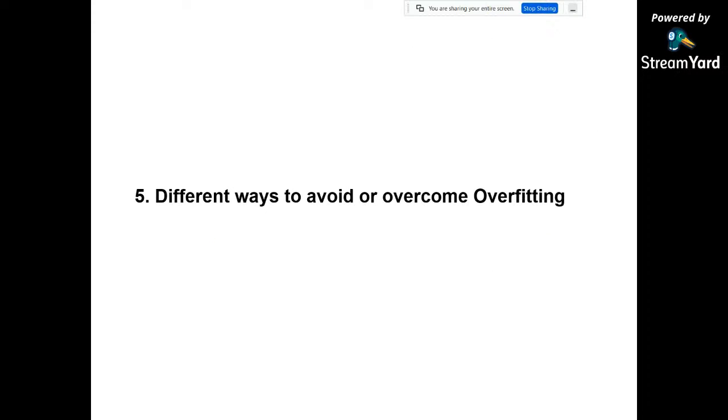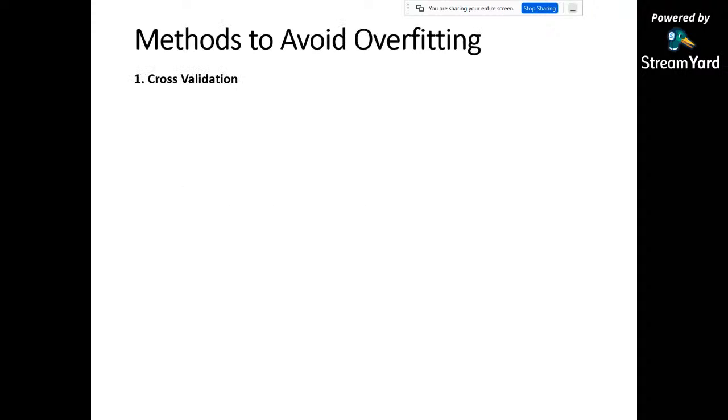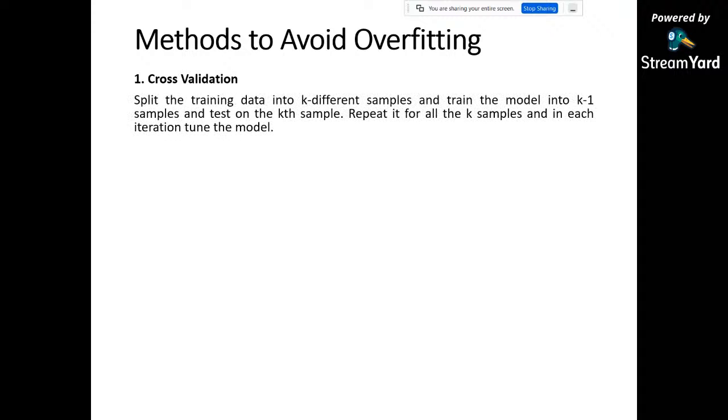So now the next question is: what are the different ways to avoid or overcome overfitting? Let's understand. The first very important method is cross validation. What do you do in this cross validation method basically? In cross validation, you divide your data set into k different samples, and you start training your model on k minus one samples, and you keep the kth sample for testing. Likewise, you iterate this k times.